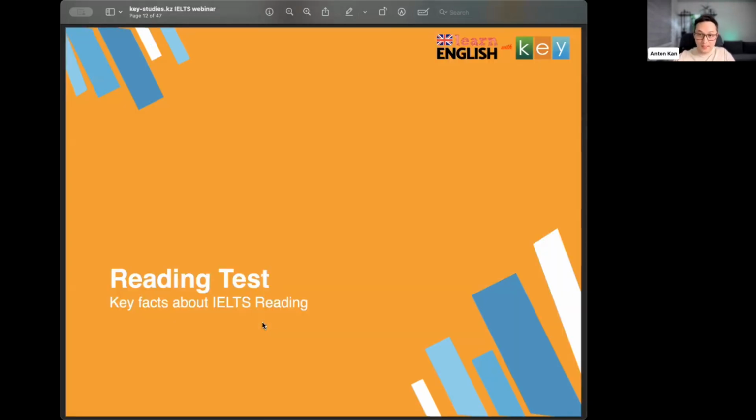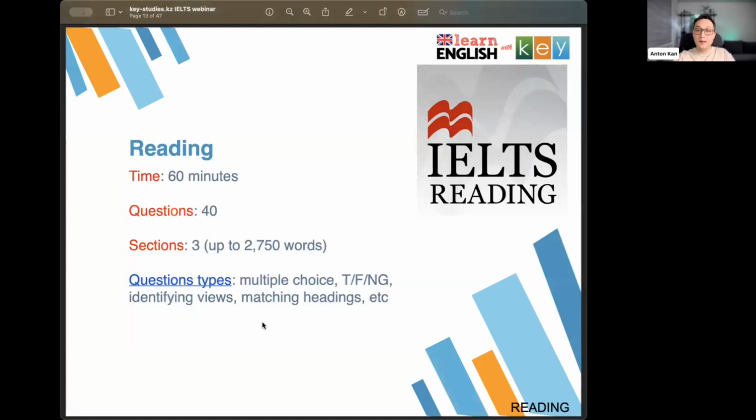So reading test, let's move on to it. Reading test goes right after the listening. It's a little bit, not a little bit, it's longer. It's 60 minutes. There are 3 sections with 3 texts and about 13, 14 questions each. Question types include multiple choice, true, false, not given, and others.